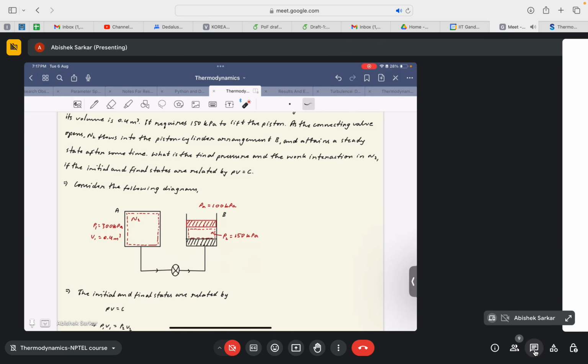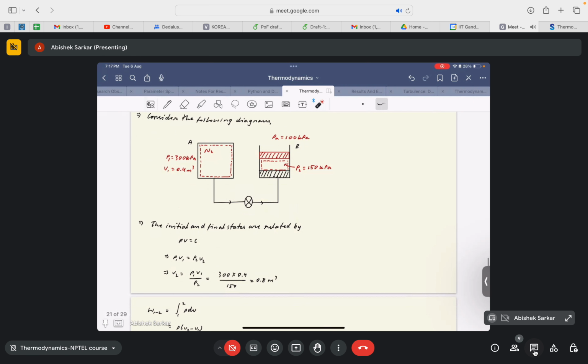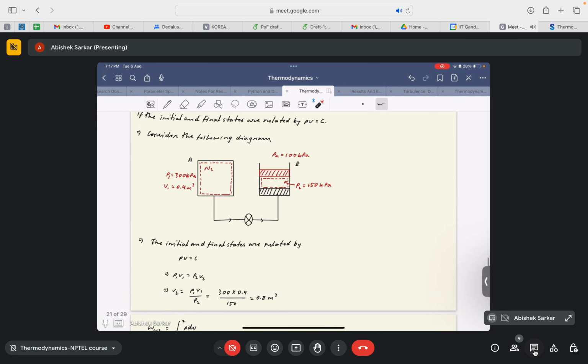Okay, it's fine. Okay. So since it is mentioned that the work interaction is given by the relation PV equal to constant, we can find the final volume V2 from this relation, right? So P1 V1 will be equal to P2 V2. So V2 would be given as P1 V1 divided by P2. So see why P2 is taken as 150.